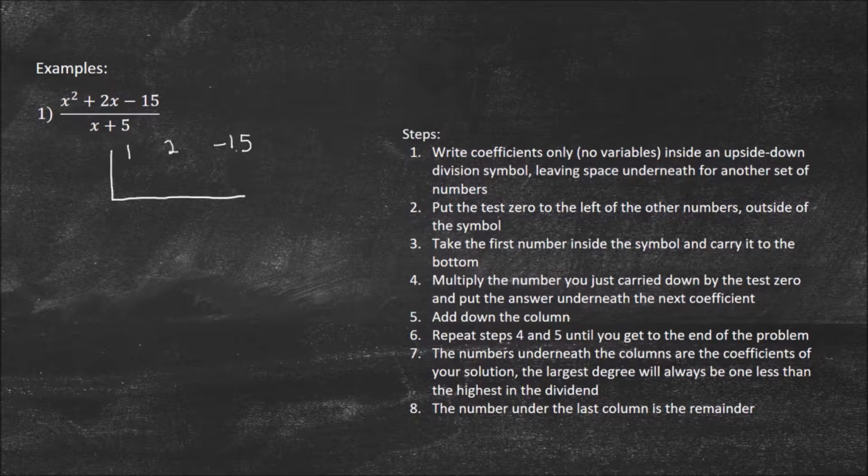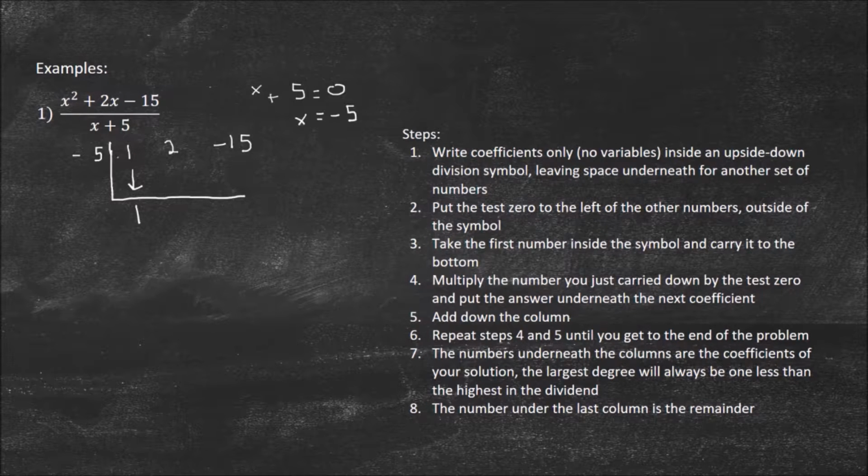Alright, that looks good. Now it says put the test zero to the left of the other numbers, outside of the symbol. The test zero is just the divisor set equal to 0. So we set x plus 5 equals 0, and we get x equals negative 5. That's our test zero, and we put it right here to the left of the division symbol. Now it says take the first number inside the symbol and carry it to the bottom. So we draw an arrow and put it right here.